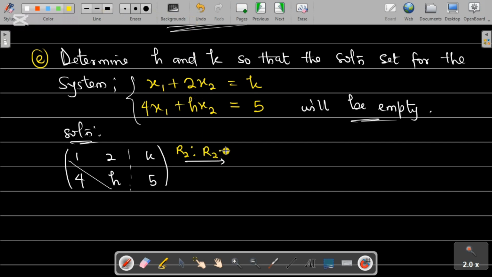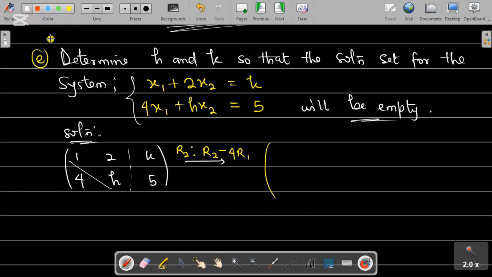So row 2 minus 4 times row 1. How did I get that? If I multiply here by 4 and subtract this, I'm going to get 0. And I want to use it to replace this particular row 2. So that is going to give me what I want.